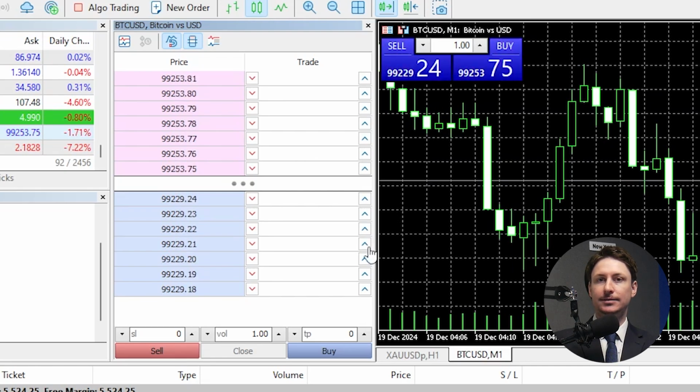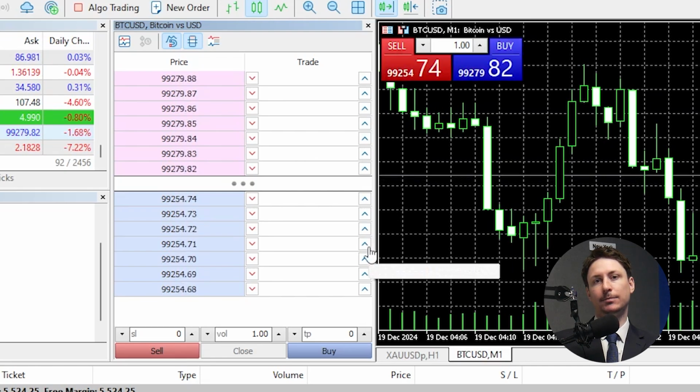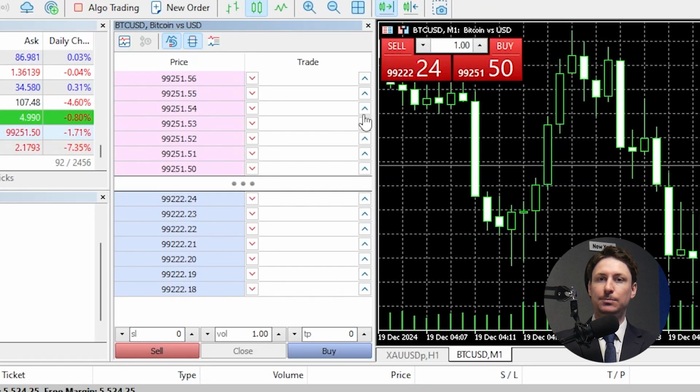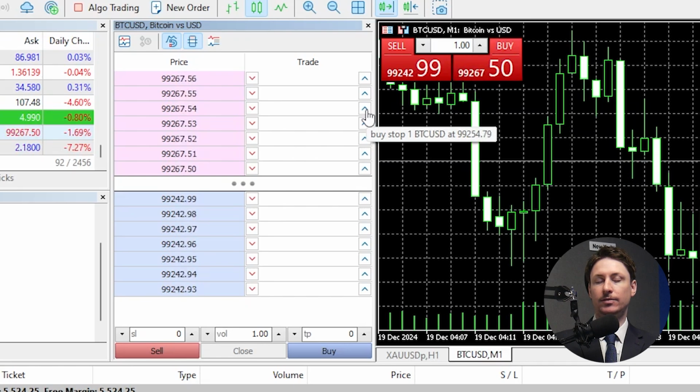A buy limit is a pending order to buy at a price lower than the current market price. This is used when you expect the price to drop before rising again. A buy limit order is placed in this bid price quadrant. A buy stop is a pending order to buy at a price higher than the current market price. This is used when you expect the price to continue rising once it reaches a certain level. A buy stop order is placed in this ask price quadrant.